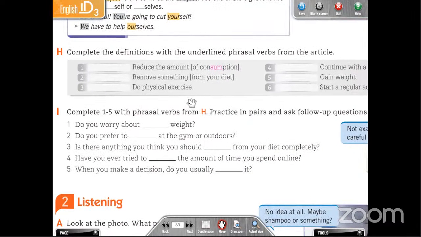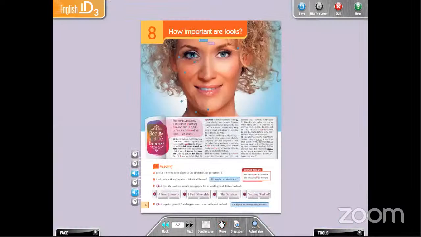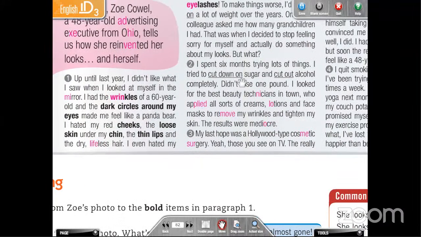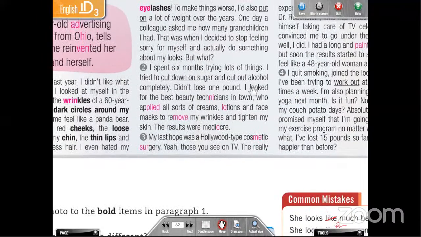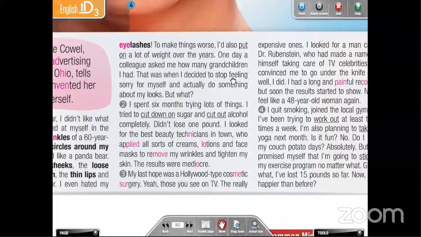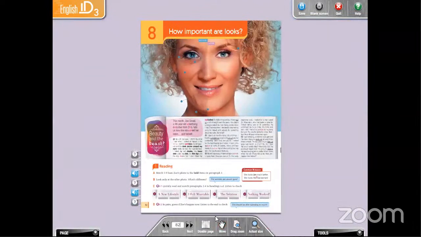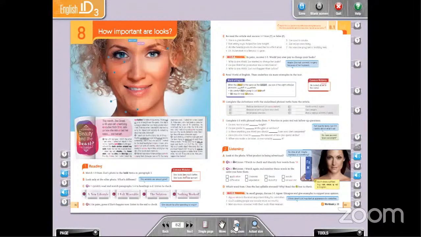Here we have complete the definitions with the underlined phrasal verbs from the article. Okay, so we will go back to the article. As you can see here, we have many underlined verbs, okay? The first verb, for example, is cut down on, okay? Cut down, cut out. Okay, so here we have underlined phrasal verb, put on. What does it mean, put on in this case? Work out, take up, stick to. Okay, those are some phrasal verbs that we have to work with the definitions, okay? So here we have the definitions of these underlined verbs, as you can see. And here we have the definitions.